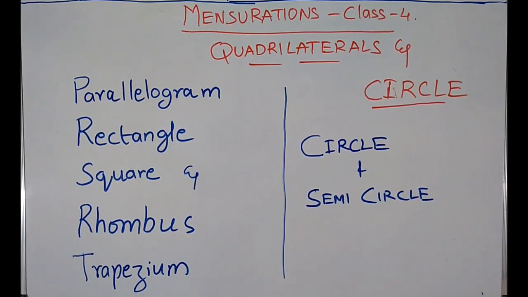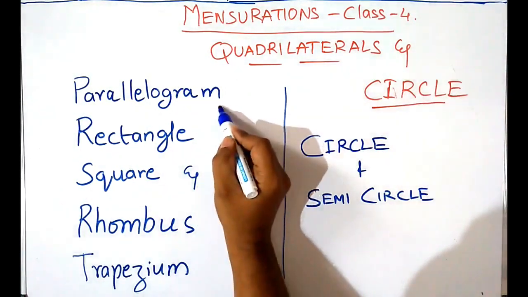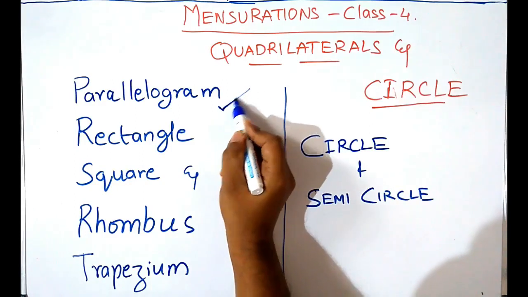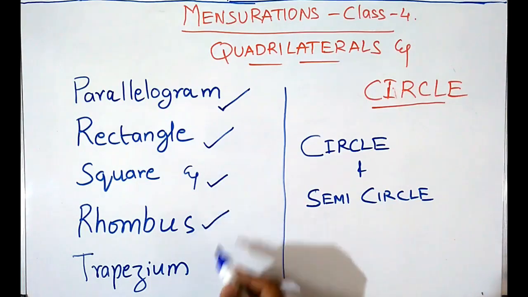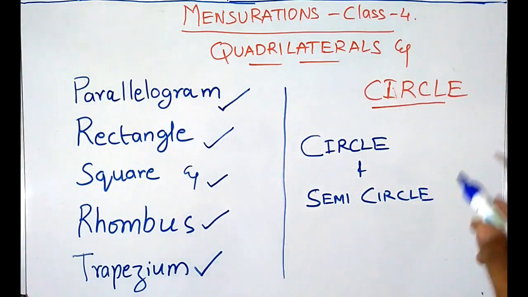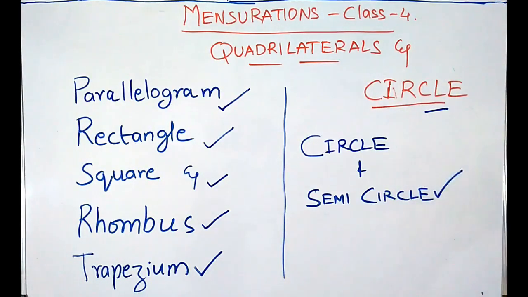This is Bharath. I am teaching mensurations in mathematics and today we are going to see quadrilaterals and circles. Remember friends, we are dealing with the mensurations of quadrilaterals and circles in which we are going to see the area, the perimeter and lengths of these quadrilaterals. We are going to see parallelogram, rectangle, square, rhombus and trapezium. We are also going to see circle and semicircle.